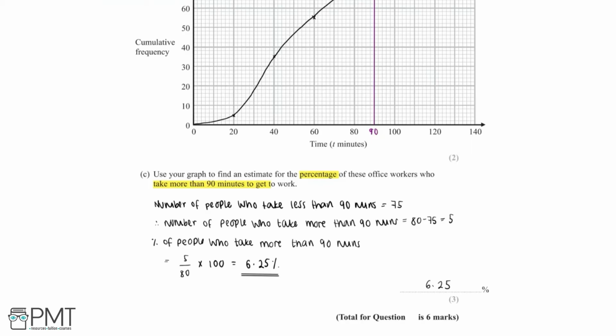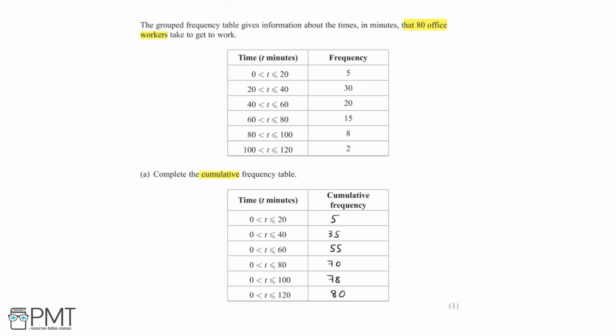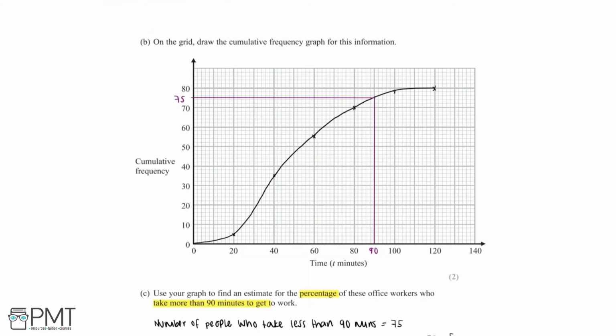Now this question is worth 6 marks. We get the first mark for a correct cumulative frequency table. We get the second mark for correctly plotting all of our points from our cumulative frequency table onto our cumulative frequency graph. And the third mark for a smooth line that joins these points together.